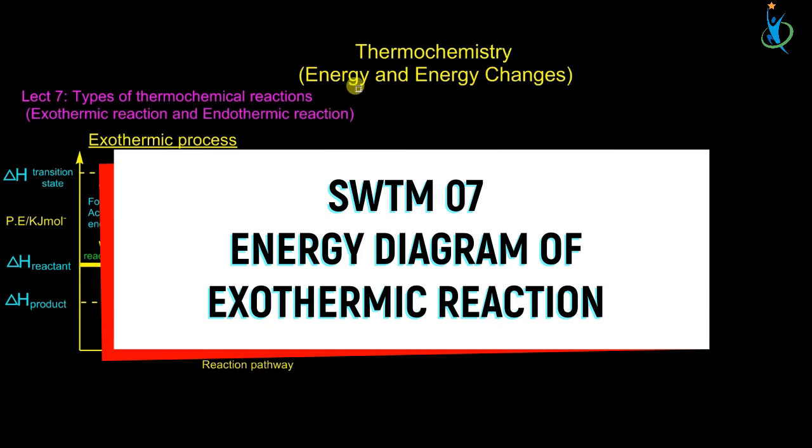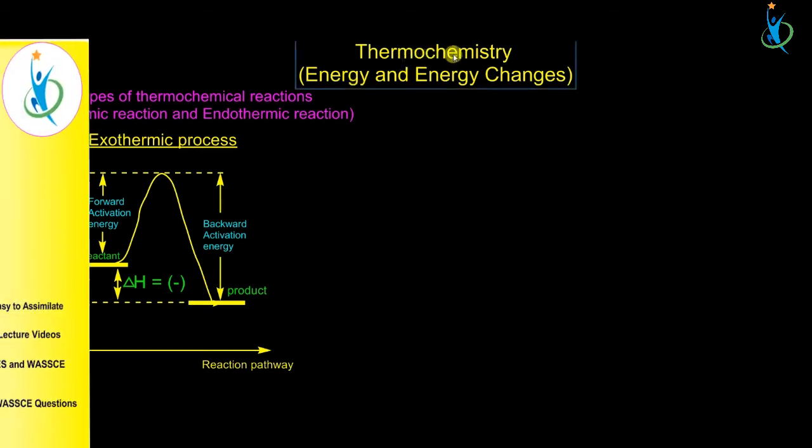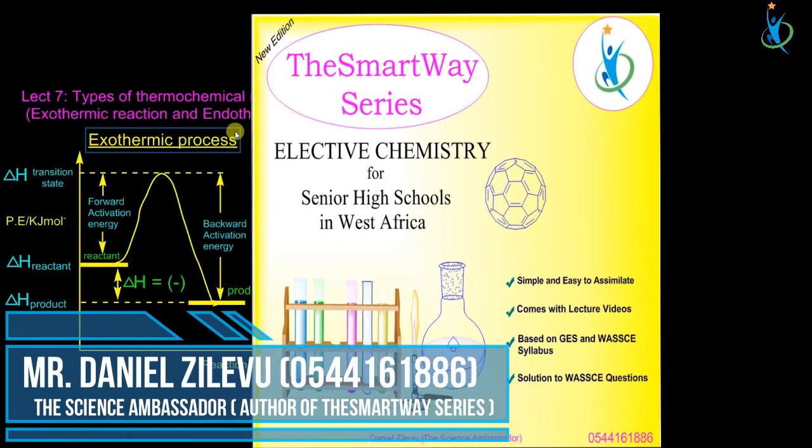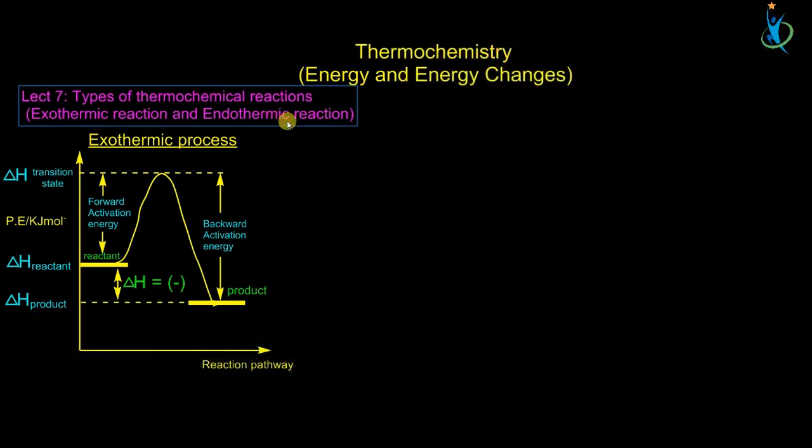This is a series of lectures we are running on all the areas in science, and today we are here with you to continue on thermochemistry. We are going to take you through the types of thermochemical reaction, that is the exothermic reaction and the endothermic reaction. We are going to study the energy pathway for the reaction. We are going to study the energy diagram, that is the direction of energy from the reactant to the product and how they influence the reaction.